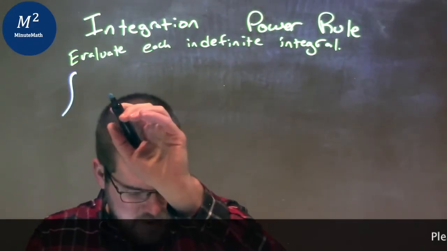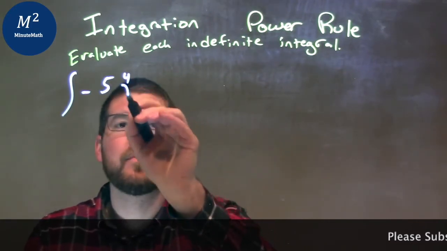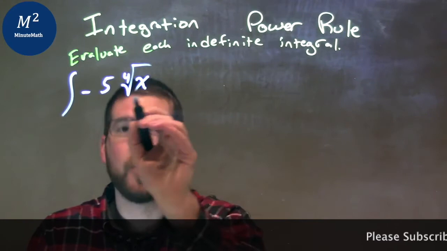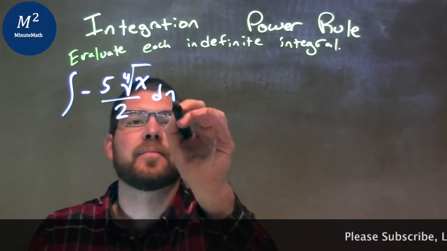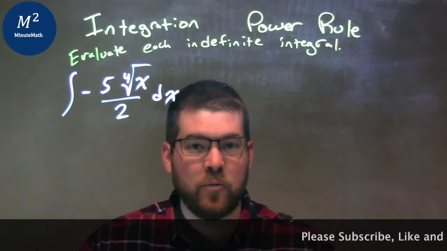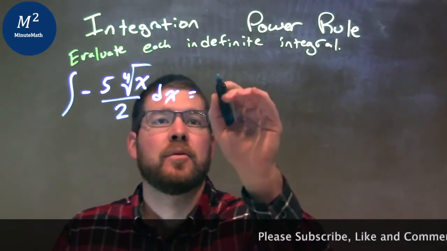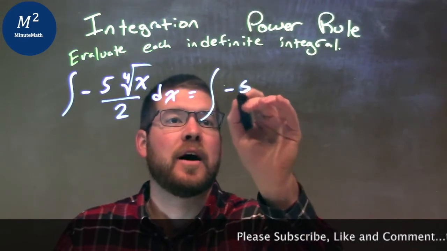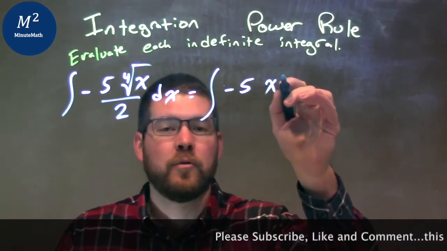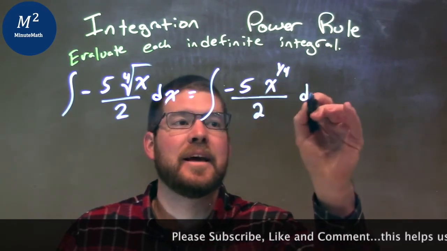Integral here of a negative 5 4th root of x over 2 dx. Well, the first thing I like to do is to rewrite this without a root, but with a fraction exponent. So, I have the integral here of a negative 5 with x to the, well, fourth root is the 1/4 power over 2 dx.